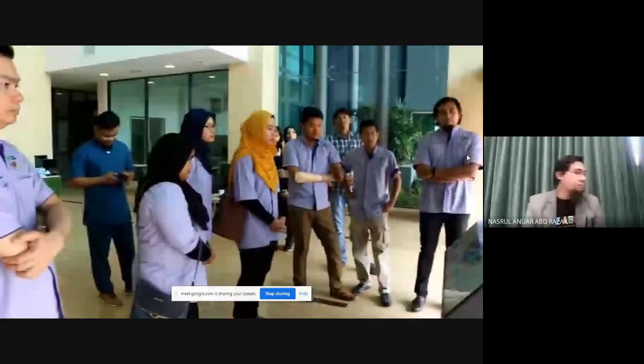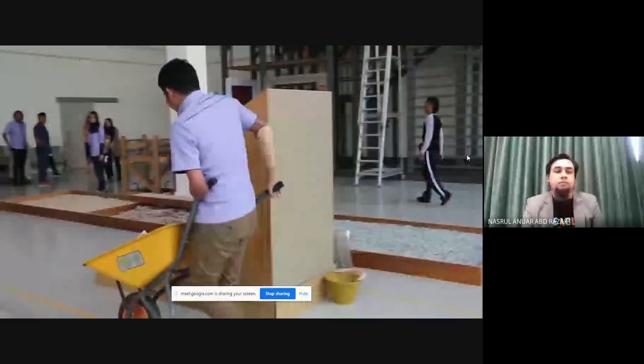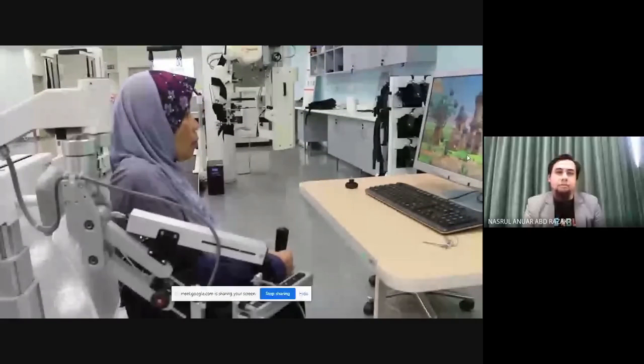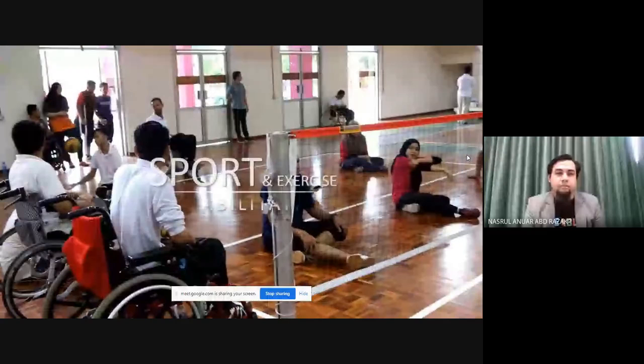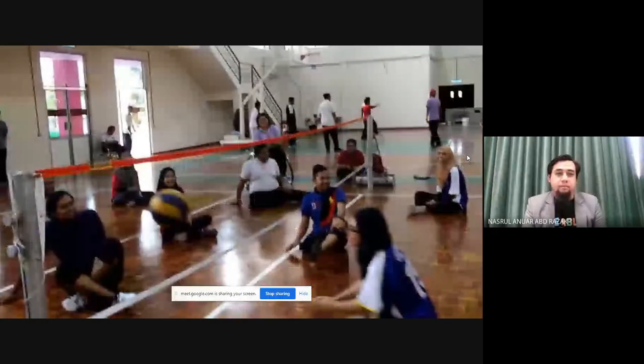For social and rehabilitation, we visited Tun Razak Rehabilitation Center, Malacca, the first rehabilitation complex in the world that combines medical and vocational rehabilitation with an allied health institute. From the visit, we were introduced to all the facilities and technologies available in the center, especially their return to work program. In October this year, we arranged a sitting volleyball friendly match between Universiti Malaya students and the students from PLPP. From this sport and exercise rehabilitation session, we realized that their physical disability does not distract them from the game.